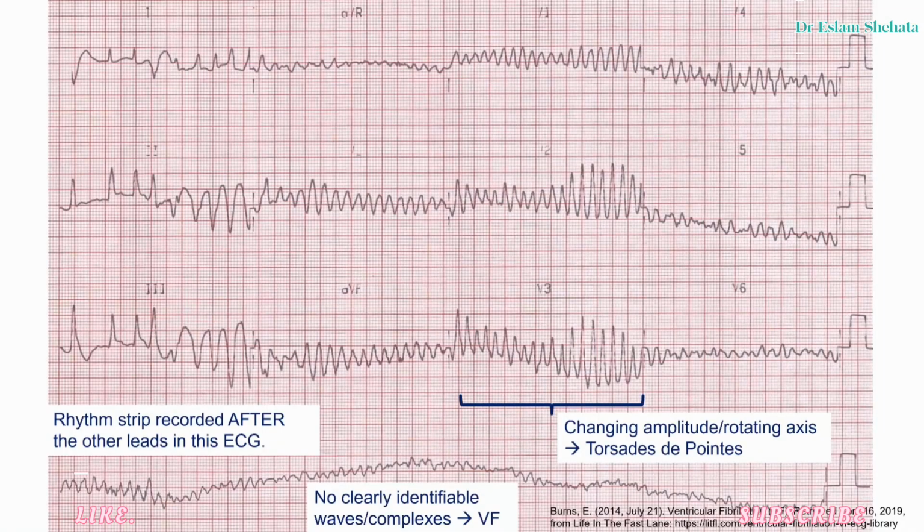So here we have the same example as before. We've got Torsades de Pointes VT above, deteriorating into ventricular fibrillation here in the rhythm strip, and as you can see, there are really no identifiable waves, it's just this irregular baseline.